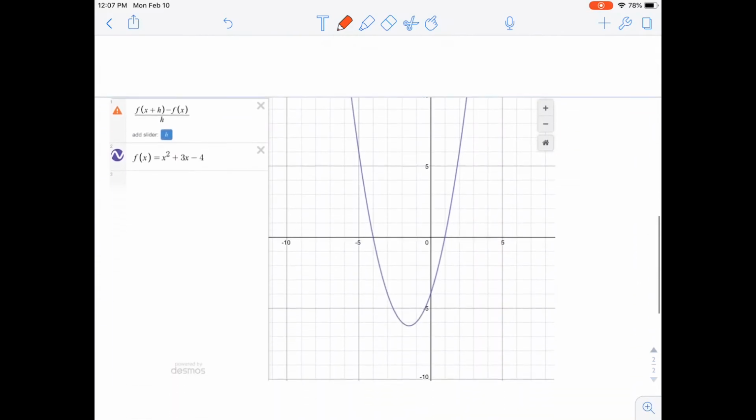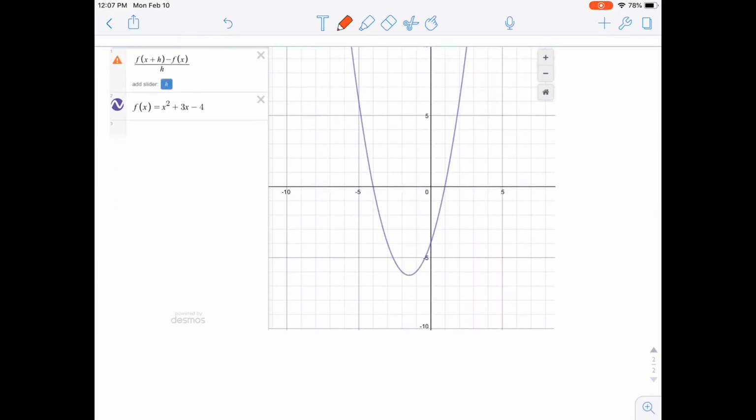We'll look at an example of a quadratic here, f of x equals x squared plus 3x minus 4. The equation is right here. And again, let's pick two points and see what we get for our difference quotient. We'll choose -4 for our x, because that's -4, 0. And let's look at, well, that's not going to be very helpful. Let's look at -2 on the x, which gives us -6 on the y.